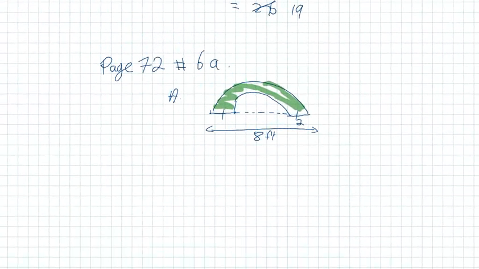Alright? So if I'm looking at the area of the big half circle, that is going to be pi r squared divided by 2. What's the radius of the big circle? 4. Because the whole diameter is 8. So it's going to be pi times 4 squared divided by 2. Follow that math.